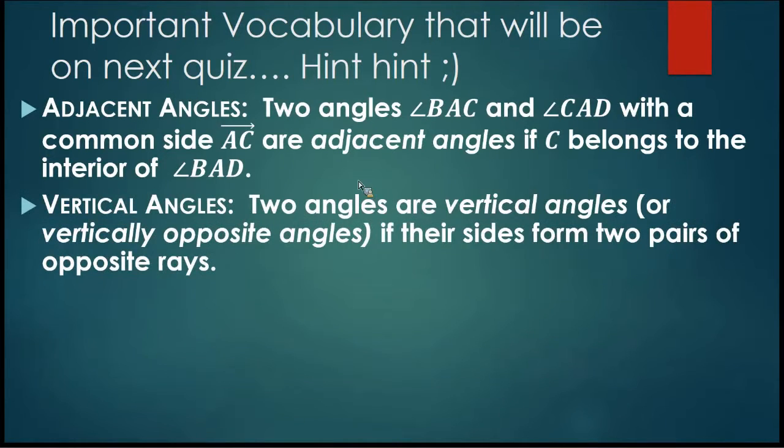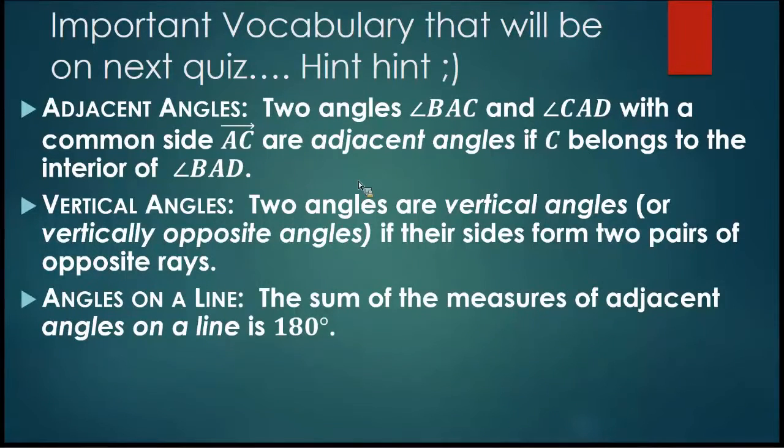Vertical angles. Two angles are vertical angles if their sides form two pairs of opposite rays. Very important. So think of the X. Vertical angles, think of the X. It can be as narrow or broad as we like.